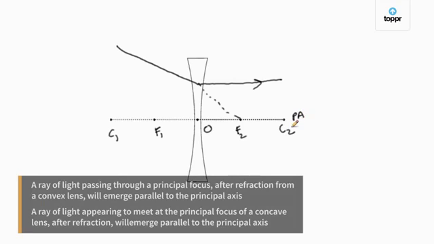Thus we can say a ray of light passing through the principal focus after refraction from the convex lens will emerge parallel to the principal axis, and a ray of light appearing to meet the principal focus of a concave lens after refraction will emerge parallel to the principal axis.